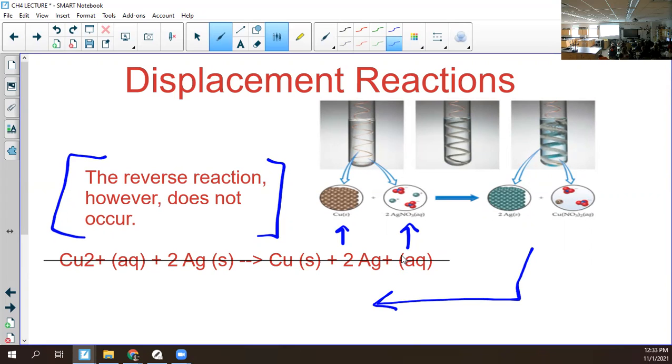Okay, yeah, you can put electricity in, that is true. And we will talk about that, but not this unit. So for now, redox reactions only go one way.